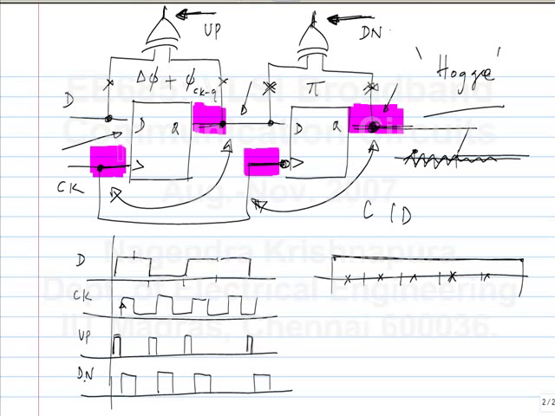So, there is a problem with the flip-flops delay. Okay. What does it do? What is the effect on the phase detector characteristics? There will be an offset. There will be a phase offset. Okay. So that is one of the issues with this phase detector.